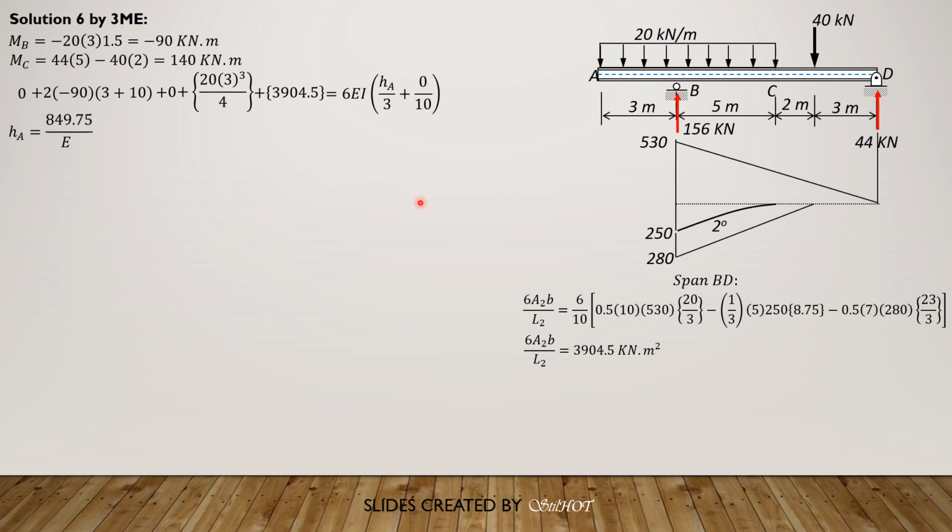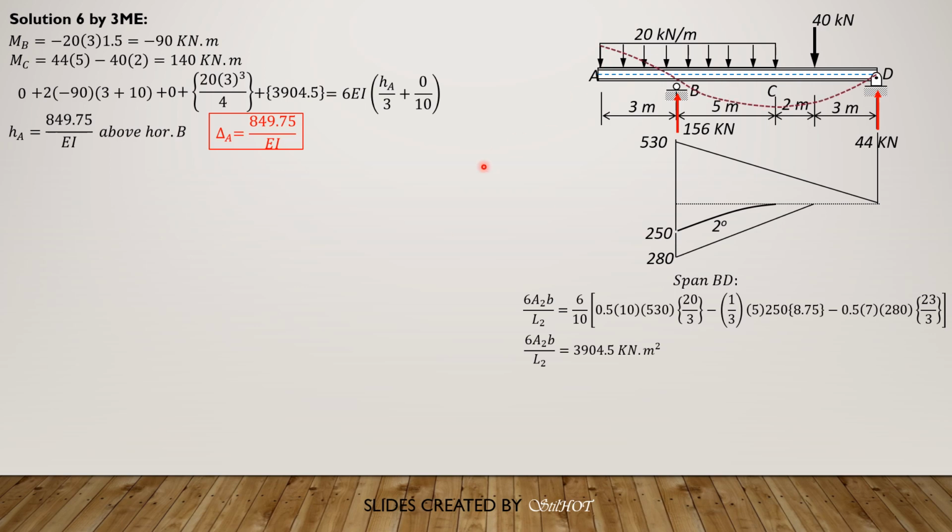So HA is positive 849.75 over EI. That means that point A, after it is displaced, is above the horizontal line through B, which is the x-axis. So therefore, the deflection at A is positive because it is above the horizontal line. So delta A is 849.75 over EI. Now how about theta A?